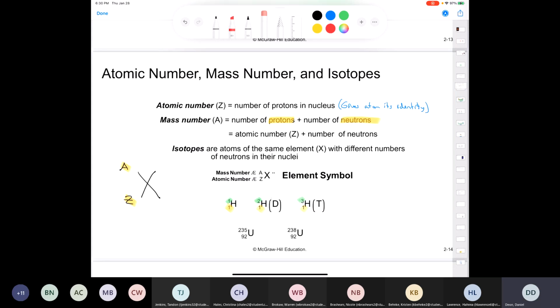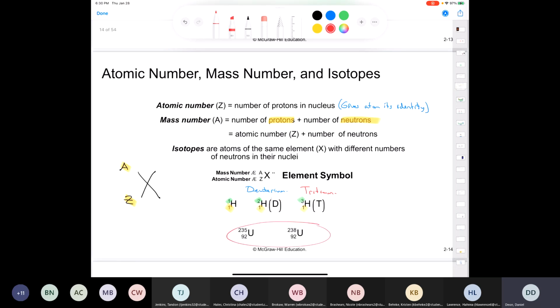But instead of calling it hydrogen 2, sometimes we call it deuterium. And sometimes hydrogen 3, we call it tritium. It actually has its own name, and we give them their own symbols. And if you're like, why are they so special? I don't know, they're just used a lot. So we give them their own names.